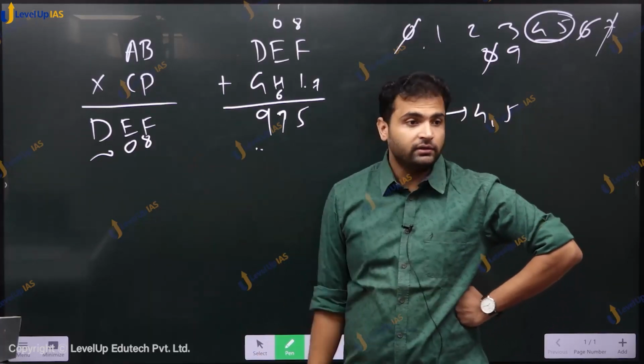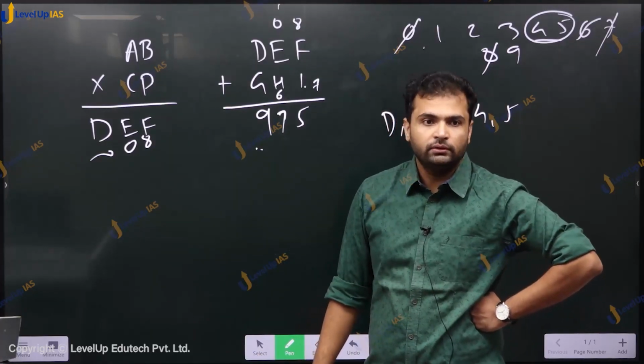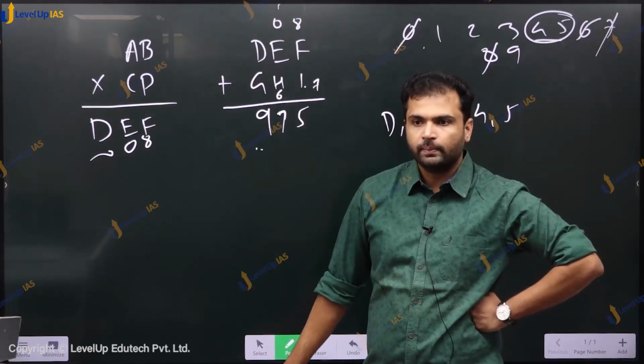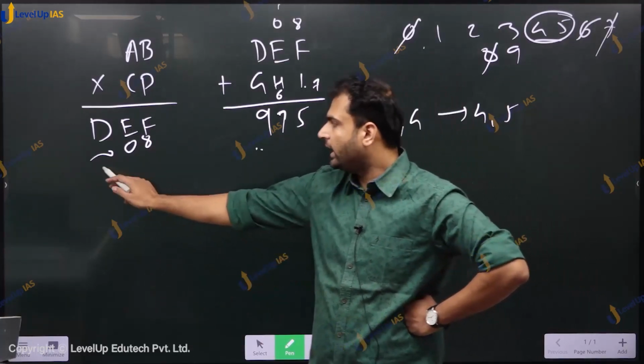Here we have 8, so it cannot be 5. So D has to be 4.